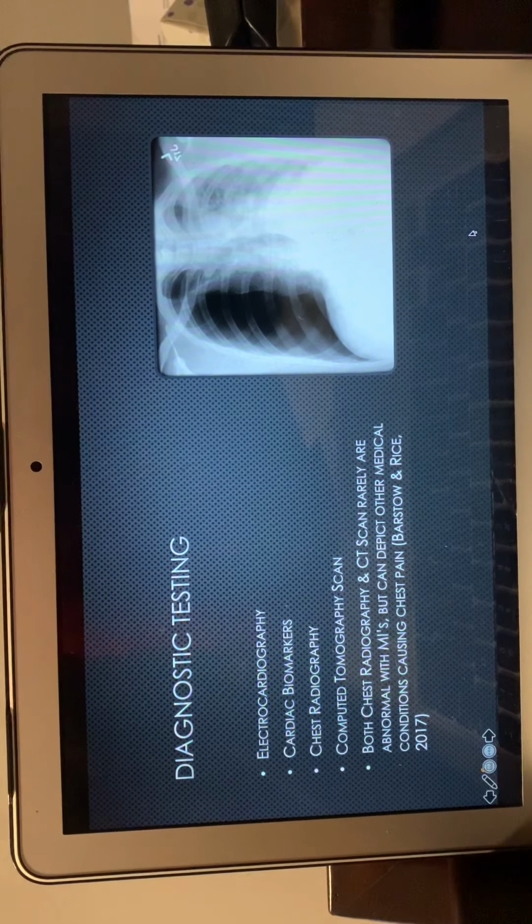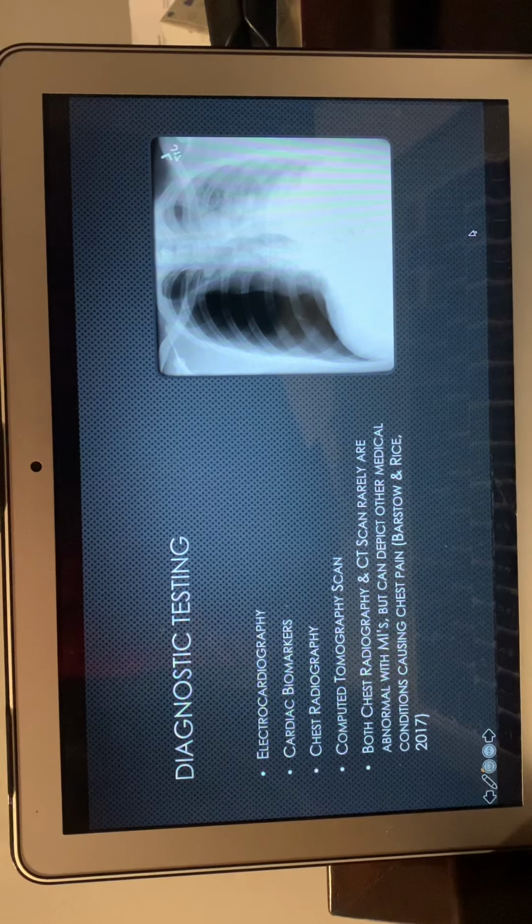So diagnostic testing, the actual test we're going to run to confirm the myocardial infarction. Most commonly seen, easy to do, inexpensive is electrocardiography or a 12-lead EKG like we showed earlier. Pretty indicative of myocardial infarctions when the elevation is seen, but can also miss a lot of infarctions, such as a patient with a non-STEMI or non-ST segment elevation myocardial infarction.